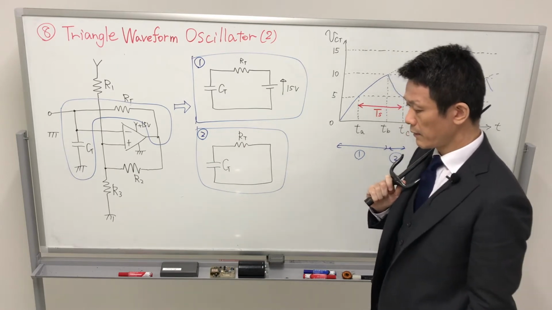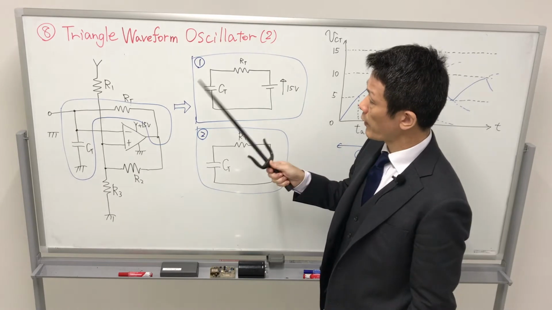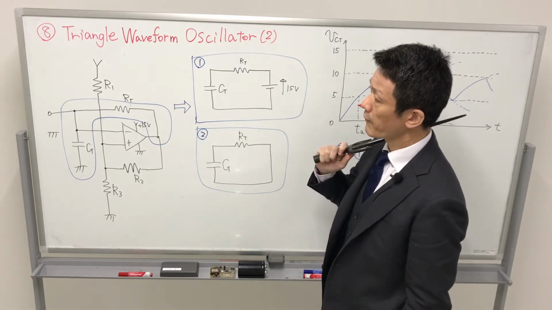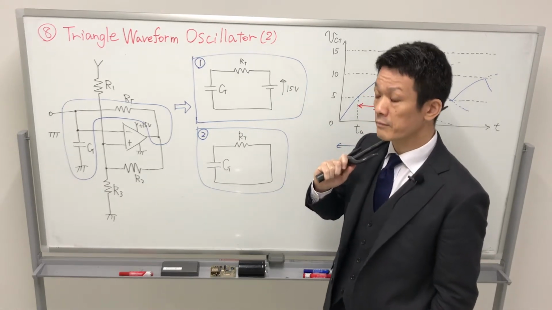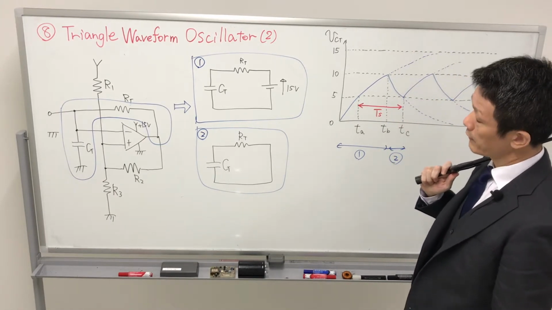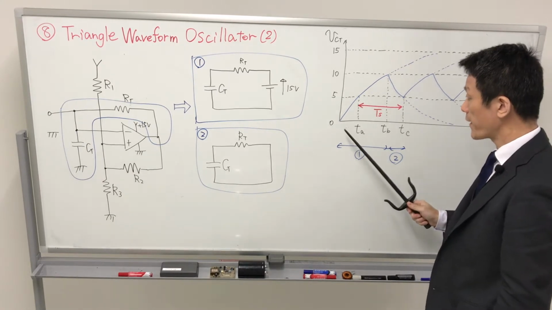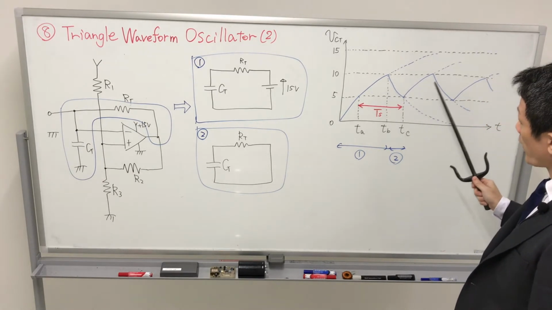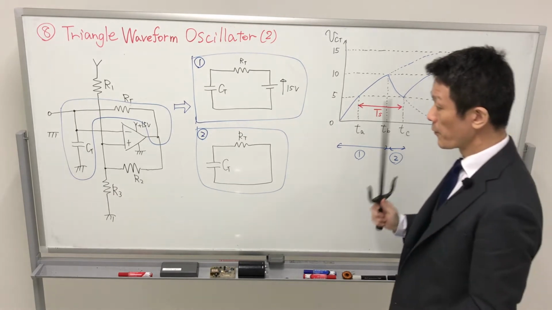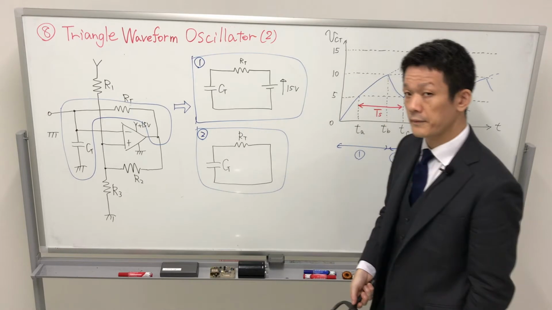The last lecture covered the triangle waveform oscillator's operating phenomena, and we can analyze and understand why we can obtain the triangle waveform from this electric circuit.